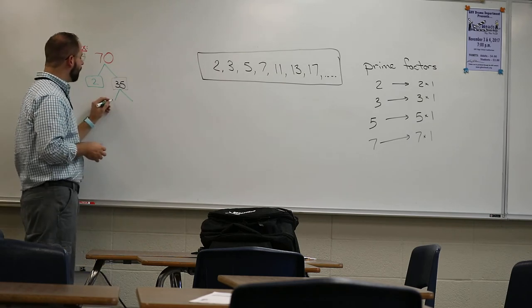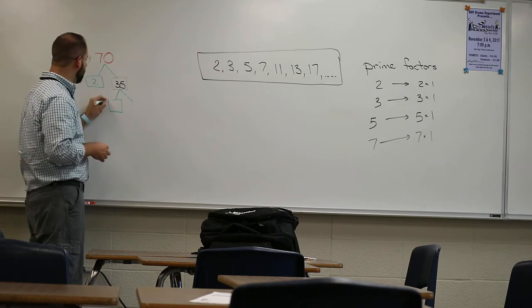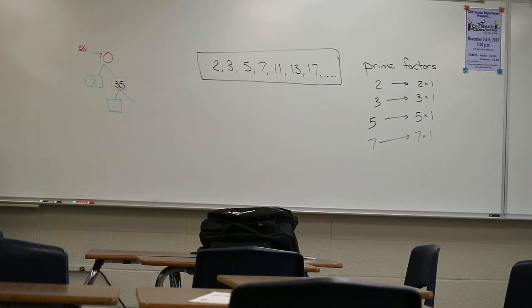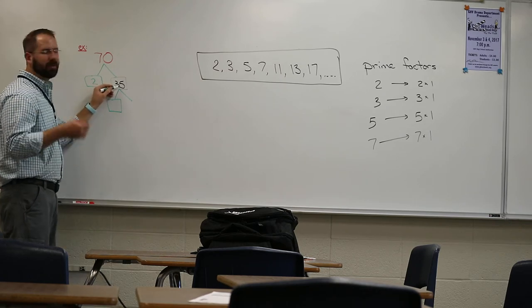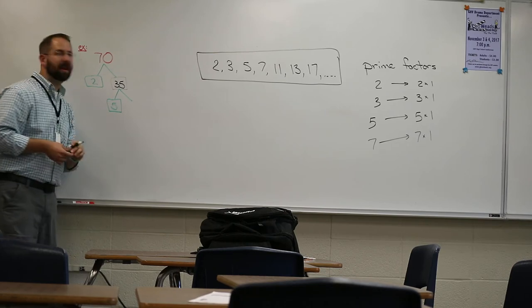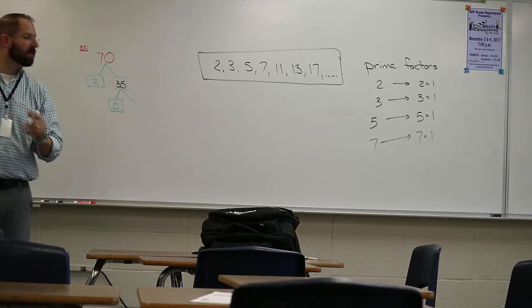So now we try a 3. I'm going to put the 3 over here. But will a 3 go into it? What's the rule for 3s? No, it can't, because you add the digits together, 3 plus 5 is 8, and 3 doesn't go into 8, it goes into 9. So 3 doesn't. But we're going to try 5, so I'd like you to write that down. 7. 7 times, all right, perfect.